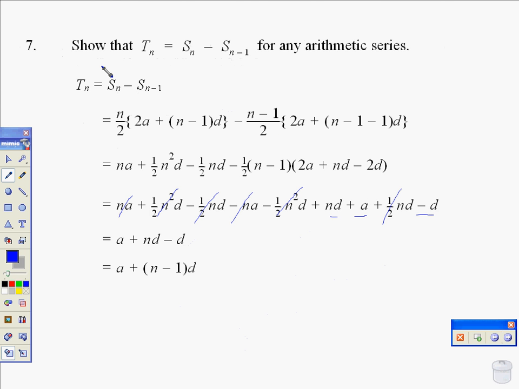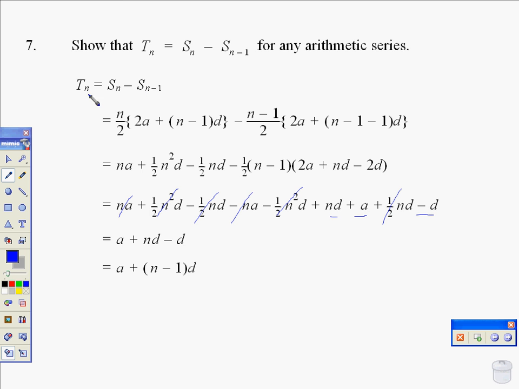In the last question here, question 7, we want to show that any term is the difference between the sum to n terms and the sum of S of n minus 1 terms, so the sum of the number of terms before. Basically, we're showing the general way of question 6.